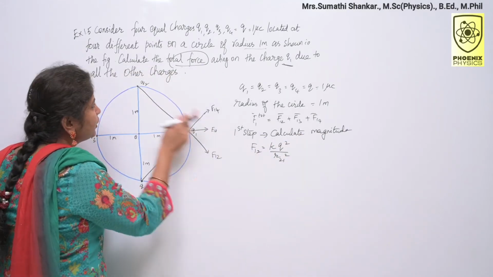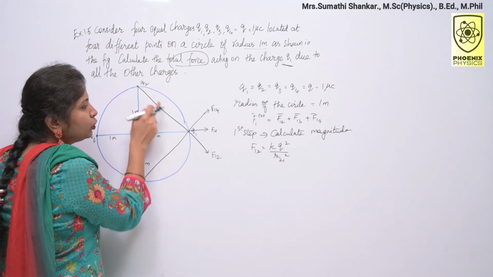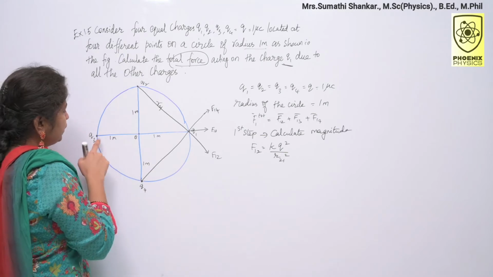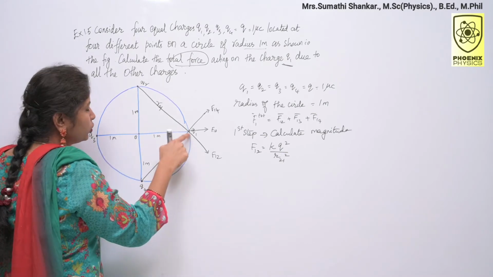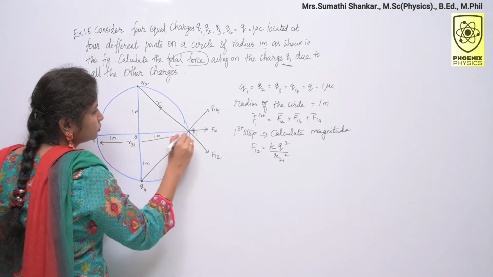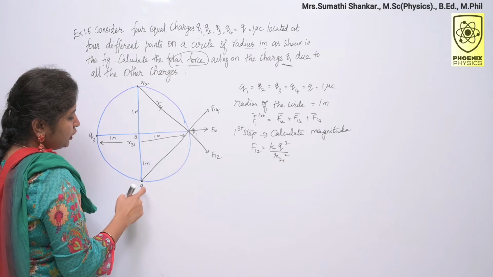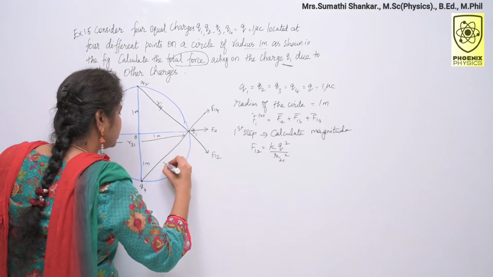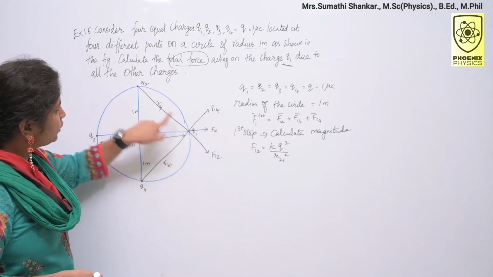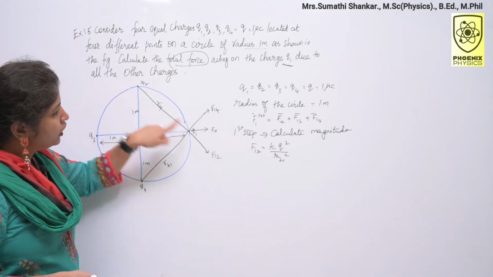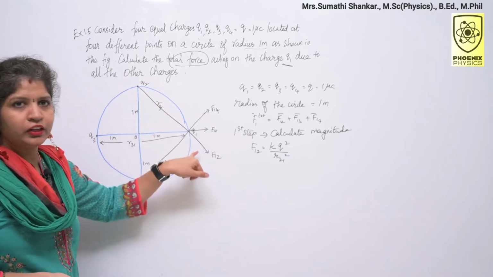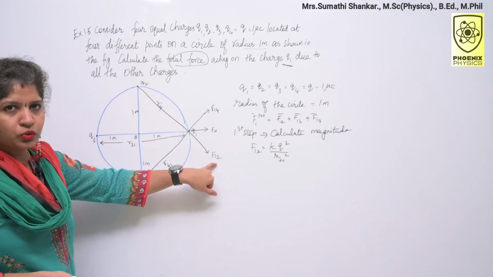R21 is nothing but the distance from Q2 to Q1. So this is my R21. This is R31, the distance from Q3 to Q1. And this is R41, the distance between Q4 and Q1. The force on Q1 exerted by Q2, that is F12, is along the line joining the two charges. So this is my F12.